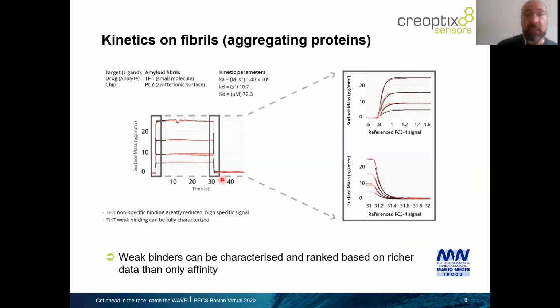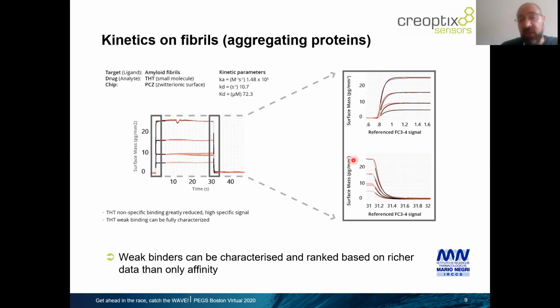And this is highlighted here in this example, which is data from an institute in Italy, where they were working on aggregating proteins like amyloid fibrils. And we could, for the first time, show the kinetics of the ThT molecule, which is a small molecule, a weak binder. But in a classical instrument, traditionally, you would only have an affinity from this data. You would calculate the affinity at equilibrium from here, and you would derive your affinity. However, for the first time, we could now show the fast kinetics of this small molecule ThT, which is a weak binder, high micromolar.